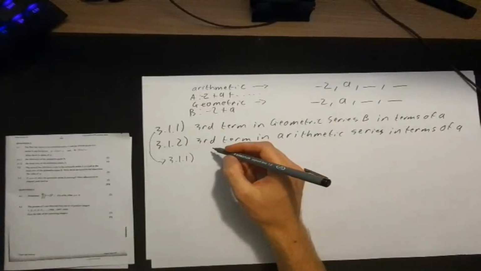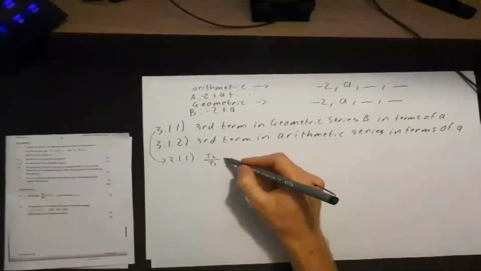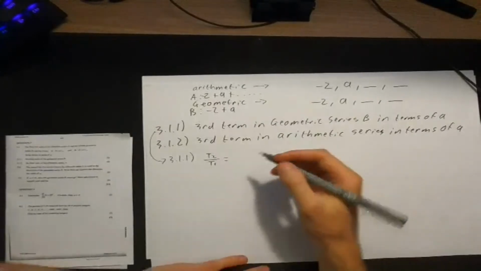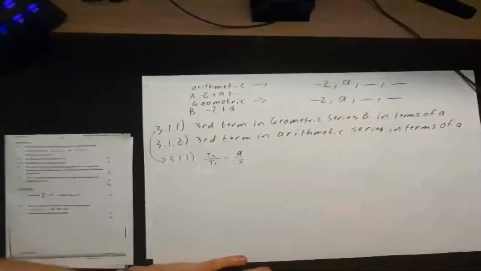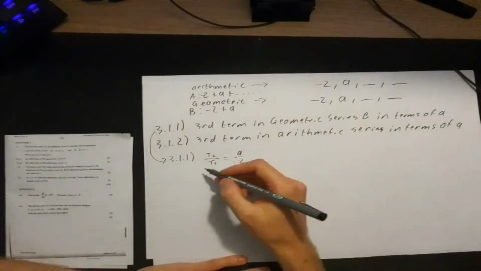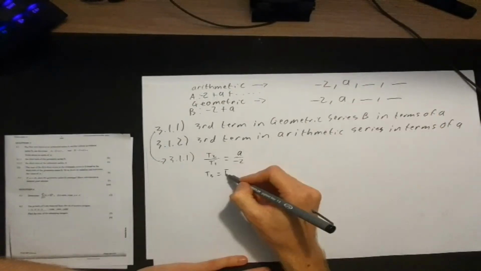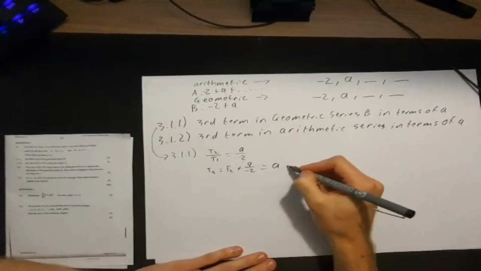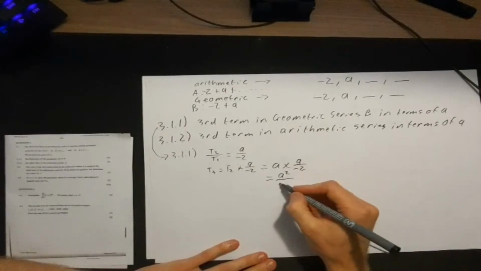If we want to find a ratio, it's going to be T2 over T1. Okay, nice, I'm liking it. So negative A over 2, well done. How do we get there? We have A over negative 2. So that gives me my ratio. And now all we need to do is find T3. T3 means we take T2 and multiply it by our ratio. So T3 equals T2 multiplied by A over negative 2, which gives you A multiplied by A over negative 2, which equals A squared over negative 2.